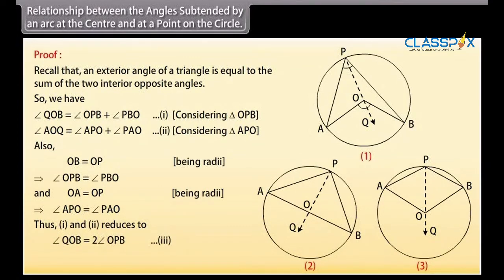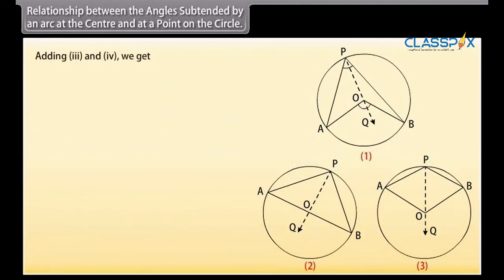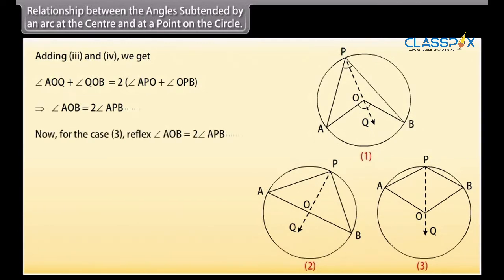OPB, 3. Angle AOQ is equal to 2 angle APO, 4. Adding 3 and 4 we get angle AOQ plus angle QOB is equal to 2 into angle APO plus angle OPB. Similarly, angle AOB is equal to 2 angle APB. Now for case 3, reflex angle AOB is equal to 2 APB, hence proved.